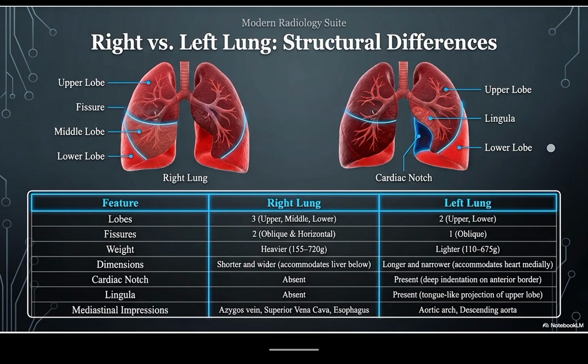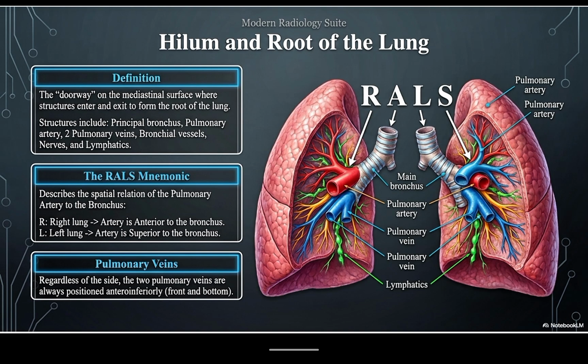The mediastinal impressions are made by structures that are found in the mediastinum. We have the azygos vein, the superior vena cava, and the esophagus for the right lung. And for the left lung, we have the aortic arch and the descending aorta. So these are just a few things you should know about the lungs.